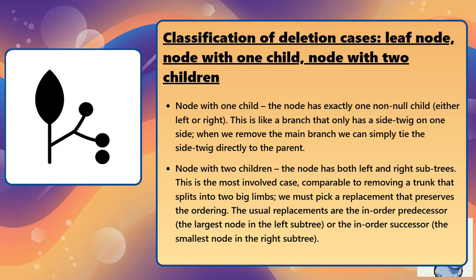Node with two children: the node has both left and right subtrees. This is the most involved case, comparable to removing a trunk that splits into two big limbs. We must pick a replacement that preserves the ordering. The usual replacements are the in-order predecessor, the largest node in the left subtree, or the in-order successor, the smallest node in the right subtree.